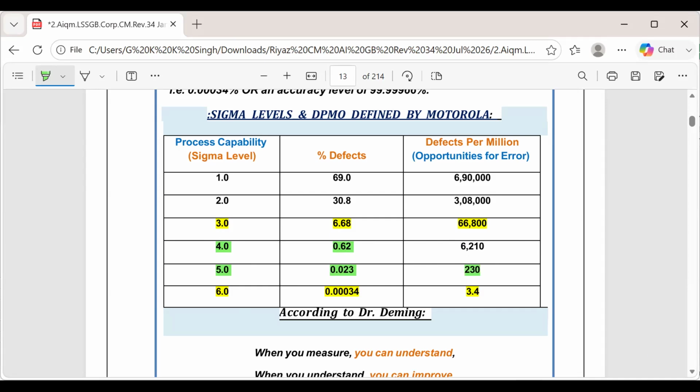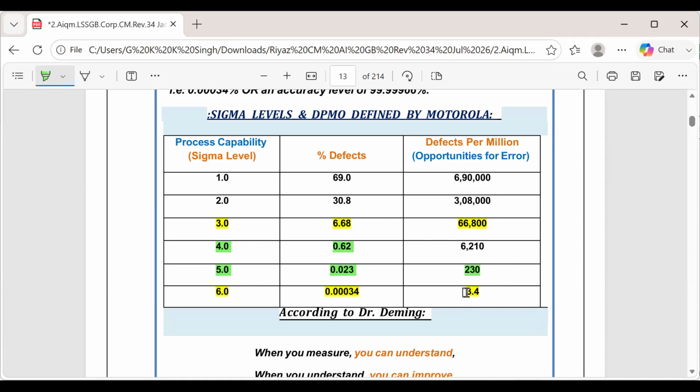So many industries today, like the automobile industry, electronics industry, even in healthcare, hospitals, the target is to reach at least 5 sigma level of quality, which means we will be making about 0.023% defects or 230 per million. But the ultimate goal is to go to 6 sigma, which is 0.00034% defects or 3.4 defects per million.